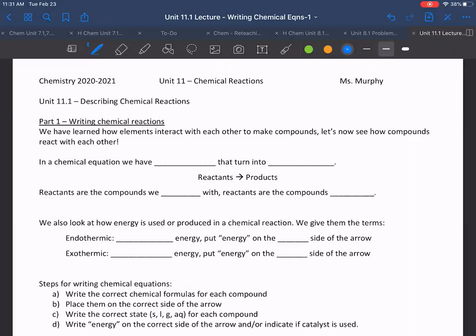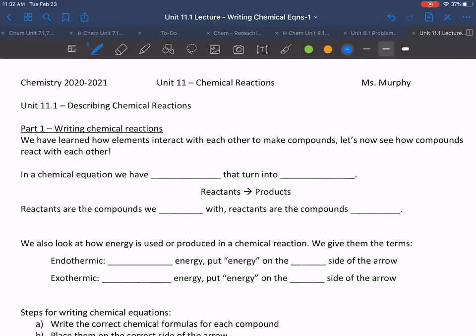In our previous chapters, we talked about elements. We've talked about how elements interact with each other to make compounds. And now we're going to talk about how compounds interact with each other to do chemical reactions. And so I briefly talked about these terms yesterday.